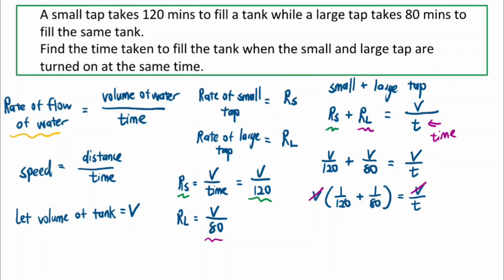Then we're going to use the calculator to calculate 1 over 120 plus 1 over 80, and you'll get 1 over 48 equals 1 over t. Then next we can do cross multiplication, and you'll get t equals 48. Which means that the time taken when both the small and large tap are turned on at the same time is 48 minutes. And that's the answer for this question.